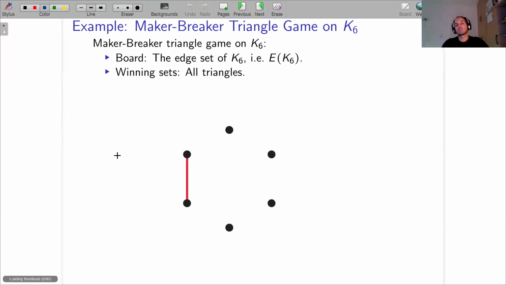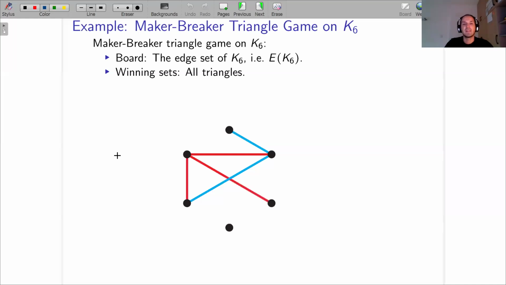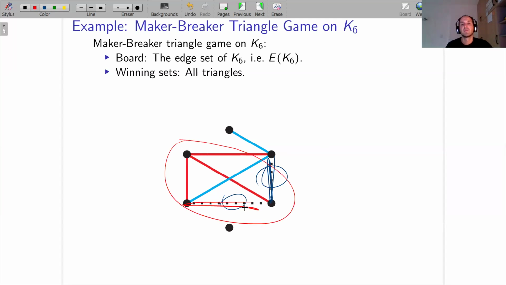Anyway, this is one course of the game. It could go like this. Maker claims this edge and breaker claims this edge. Then maker claims this edge and breaker has to claim this edge, otherwise he loses. And then if maker claims this edge, automatically he wins in the next move. Why? Because there are two of these threats, and obviously breaker cannot block both of them. So if breaker takes this one, maker will claim this one, and here's our triangle, and maker wins. So this is proof by example, sort of. Actually, we can formally prove it. We discussed that last time. This is a maker's win.